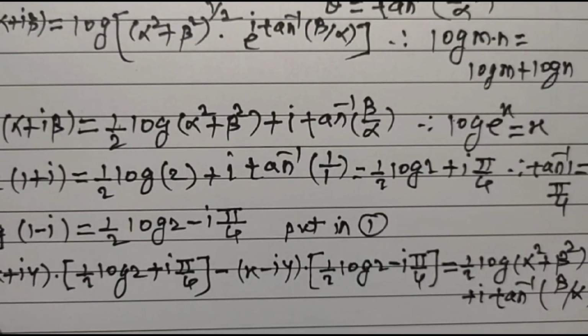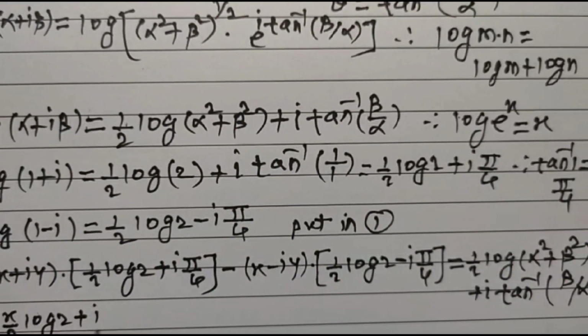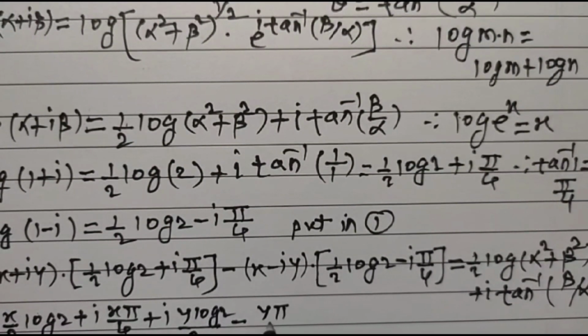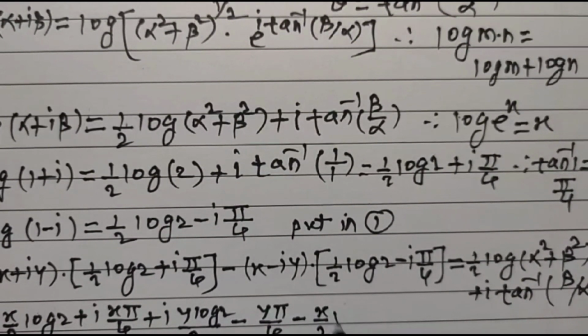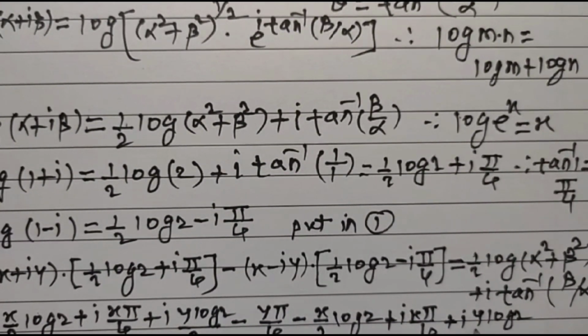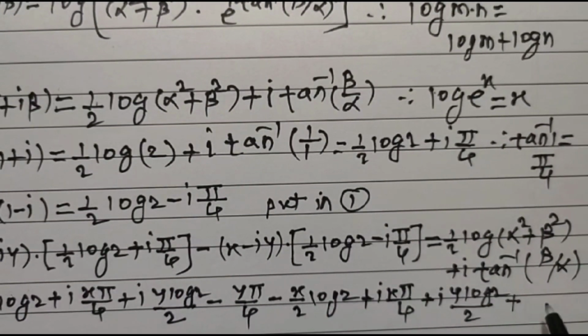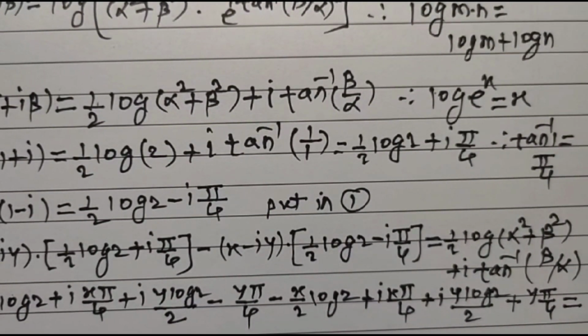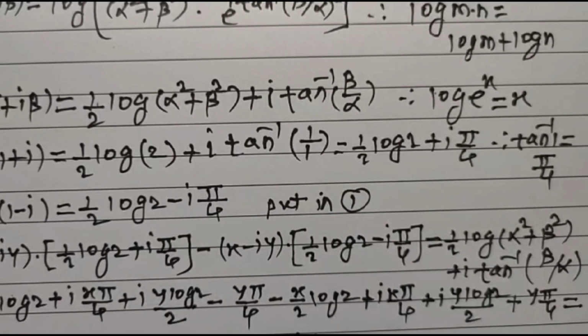Then this can be written as x upon 2 into log 2 plus i into x pi divided by 4 plus i into y log 2 divided by 2 minus y into pi by 4 minus x upon 2 log 2 plus i into x times pi by 4 plus i into y log 2 divided by 2 plus y pi by 4, and this is equal to 1 upon 2 logarithm of alpha square plus beta square plus i into tan inverse beta upon alpha.